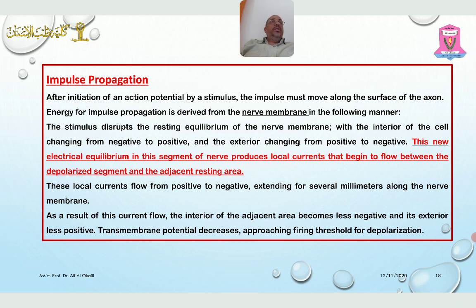هذا الاختلاف الأيوني اللي يصير حيسوي لنا electrical charging حتى يدفع بالإعاز العصبي باتجاه CNS. These local currents flow from positive to negative, extending for several millimeters along the nerve membrane. As a result of this current flow, the interior of the adjacent area becomes less negative and exterior less positive, and the transmembrane potential decreases, approaching firing threshold for the depolarization.